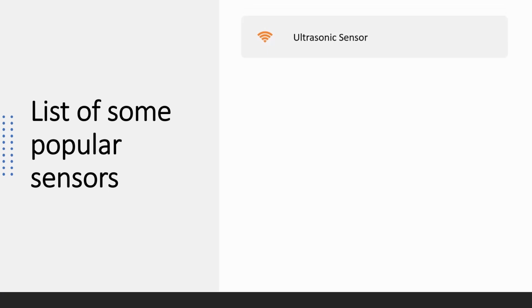Ultrasonic sensor. An ultrasonic sensor is an electrical device that measures the distance of a target by emitting ultrasonic sound waves and converts the reflected sound into electrical signals.